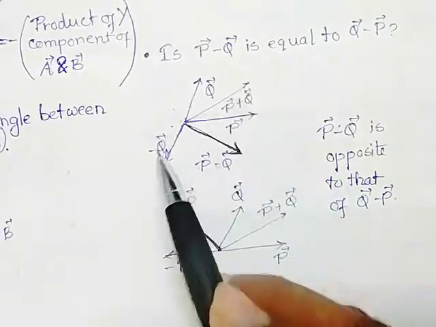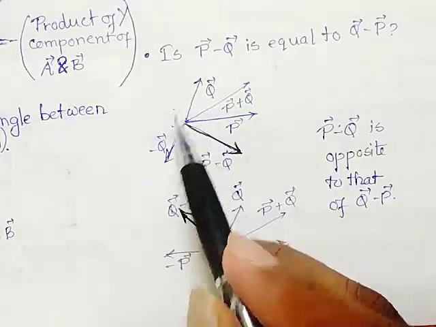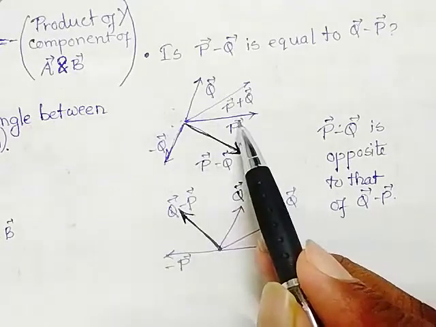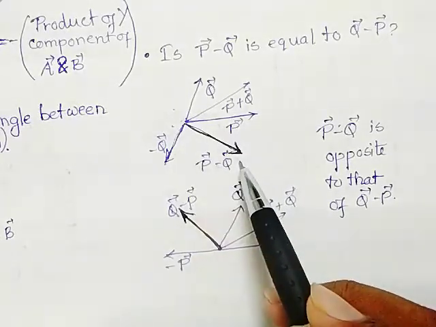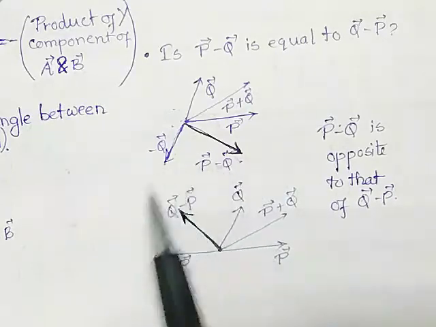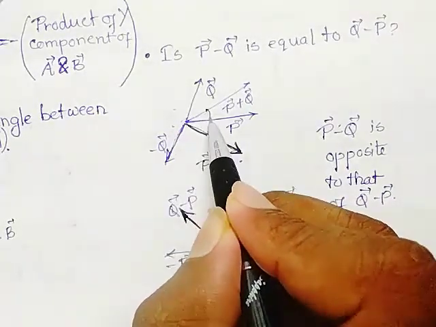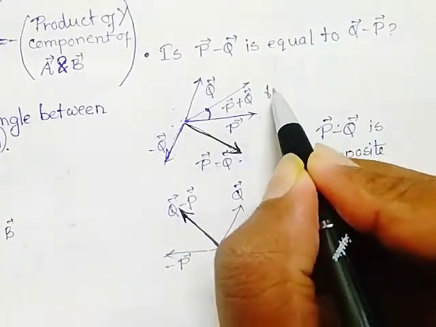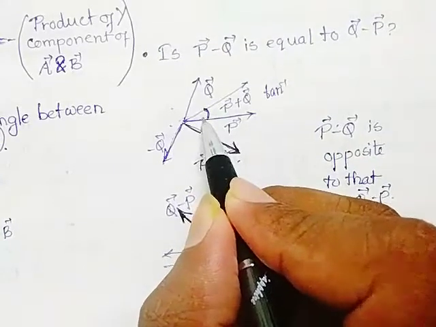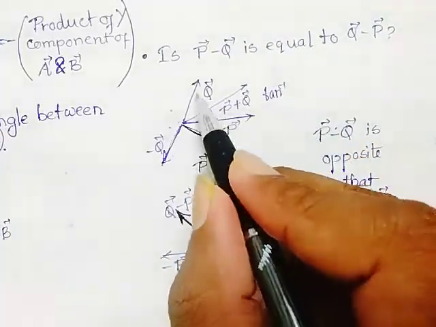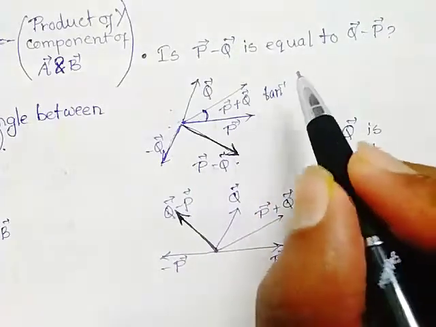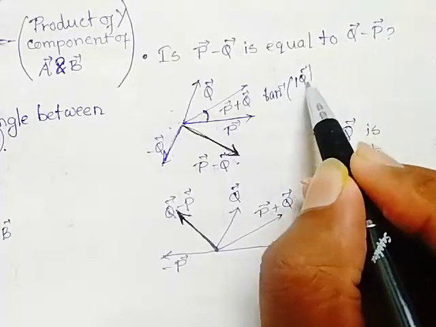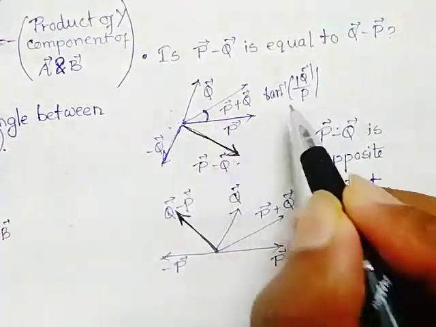Okay, there is the minus Q vector. I just reverse the direction, it will be minus Q vector. Okay, so the resultant of P vector and minus Q vector is this. Clear? If I want to find out what is the angle here, the angle will be tan inverse. If I write it for this case, this angle will be tan inverse perpendicular divided by hypotenuse, and that will be Q divided by magnitude of P.